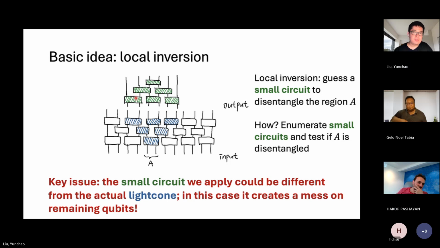But of course, if you assume that the underlying circuit comes from something like Clifford plus T, for example, then that would be much easier. Great. Thank you.